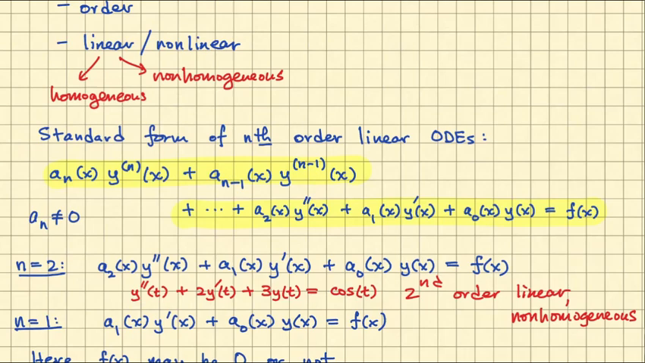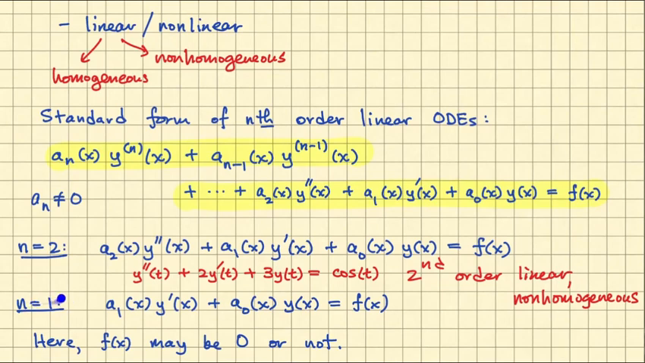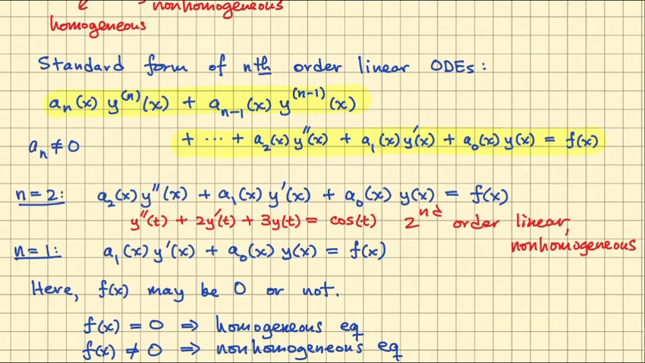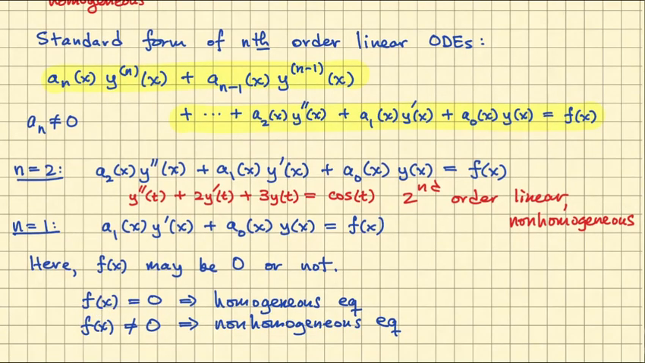Okay? If we were going to look at when n is equal to 1, it's even easier. We just chop off this term, and we would have a1 of x times y prime plus a0 of x times y of x equals f of x. As I just said, f could be 0 or not. If f is 0, we call this a homogeneous equation. If f is not 0, we call this a non-homogeneous equation. Very important, if it doesn't match this template, we do not classify it according to homogeneous or non-homogeneous.